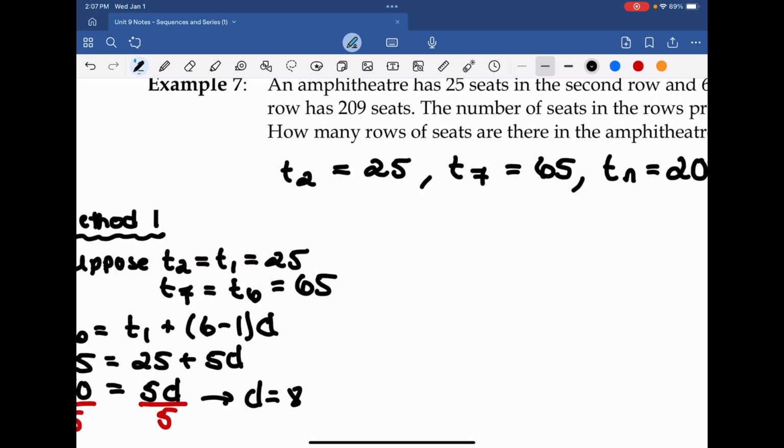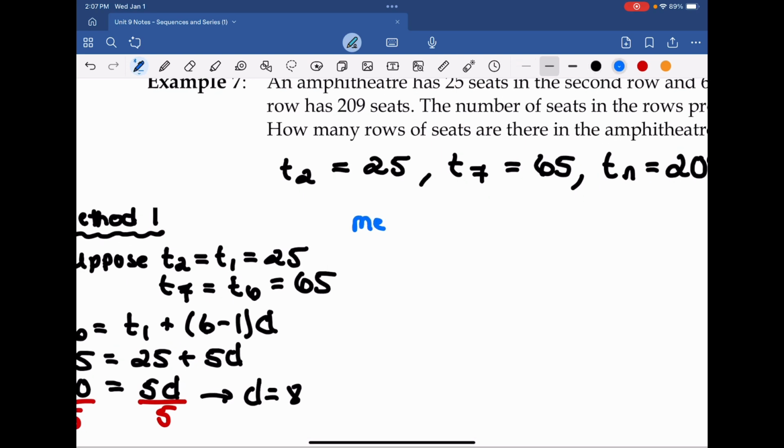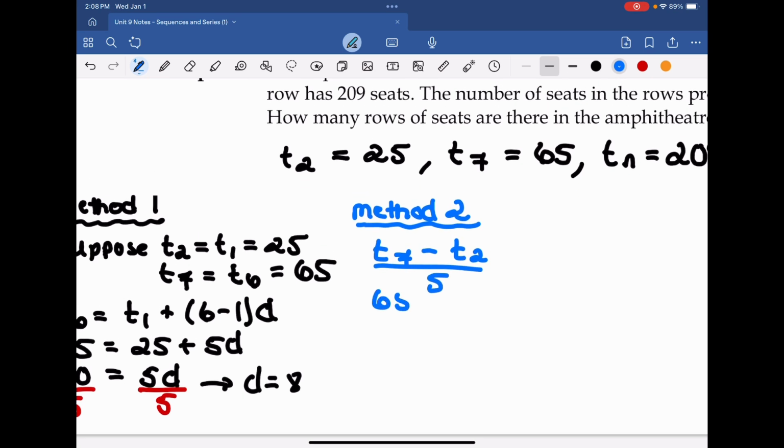If we wanted to use method 2, which I'm going to do in blue again, method 2 is just simply saying, hey, we can take the difference between these two terms of T7 and T2, divide it by how many terms are between them, and it will give us how much the increase is. So method number 2, we're going to take T7 minus T2 and divide it by the number of terms between them, which is 5. This is going to take us as 65 minus the 25 divided by this 5, which is the number of terms between them. This is the same as 40 divided by 5. And of course, 40 divided by 5 gives us 8. So therefore, the common difference is 8.